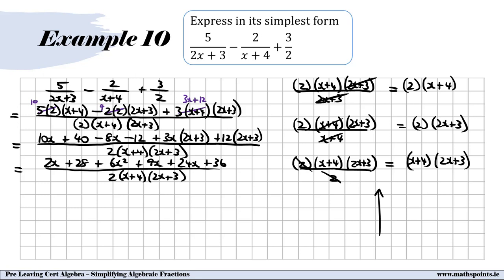Finally, I'm going to collect all the like terms together on the top. So I have a 6x squared. I have 2x plus 9x, which is 11x, plus 24x is 35x. I have 28 plus 36, which is 64. And finally, that's all over 2 on (x plus 4) on (2x plus 3). And so that's as simple as I can get that fraction. We've taken three fractions and written it in its simplest form as one fraction.